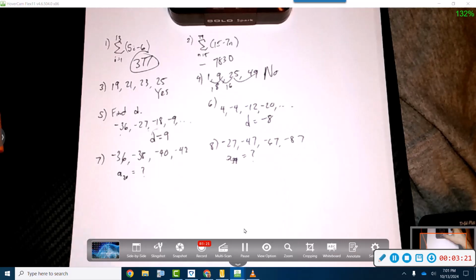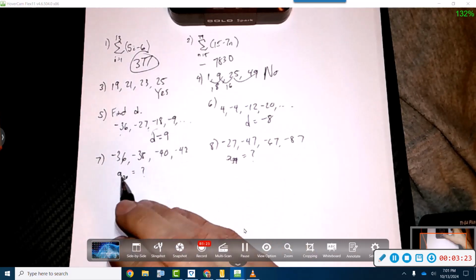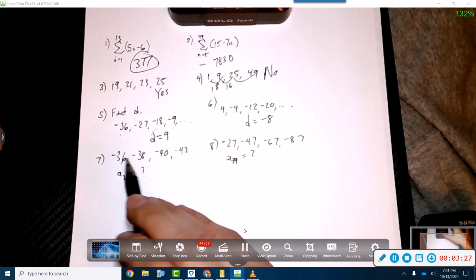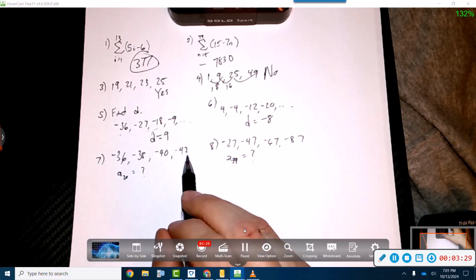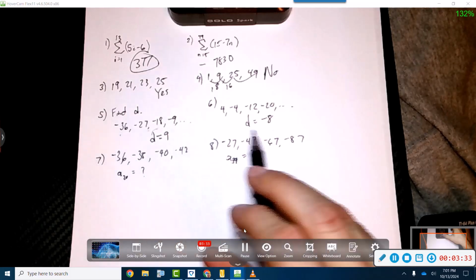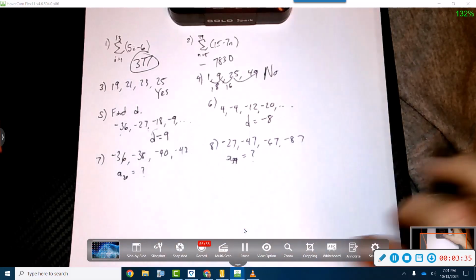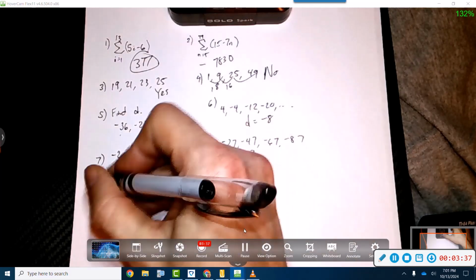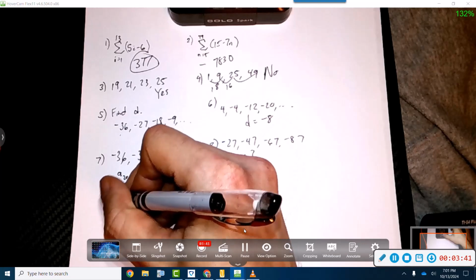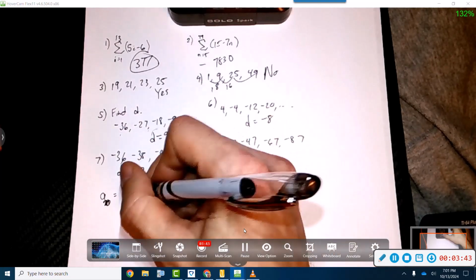All right, now if I wanted to find the 20th term here, I could literally figure out that I'm going down by 2 each time, which is the common difference, and then I can just keep labeling them out and go to the 20th term. But there is a faster way here, okay? And we want the 20th term, so we use that special formula.